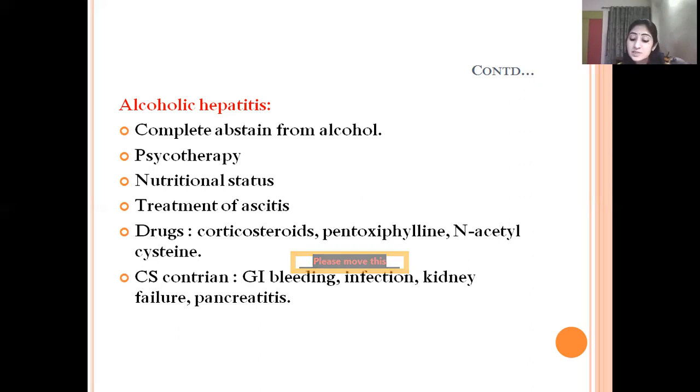Then another important question is whether liver biopsy is required to diagnose acute viral hepatitis. The answer is no. Liver biopsy is important in differentiating cirrhosis, chronic hepatitis, and drug-induced hepatitis from acute viral hepatitis. So liver biopsy is usually done in cases of chronic hepatitis or where there is drug-induced or alcoholic hepatitis.